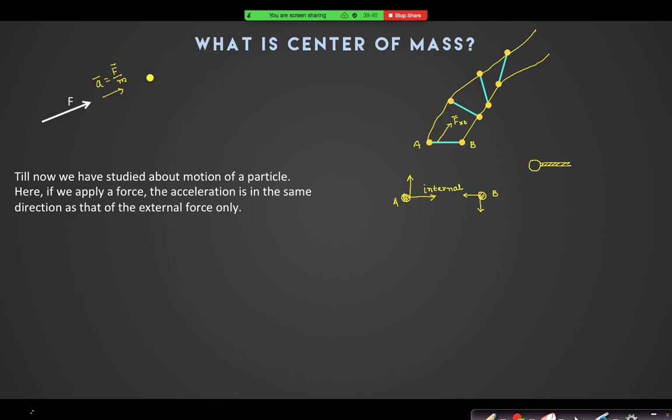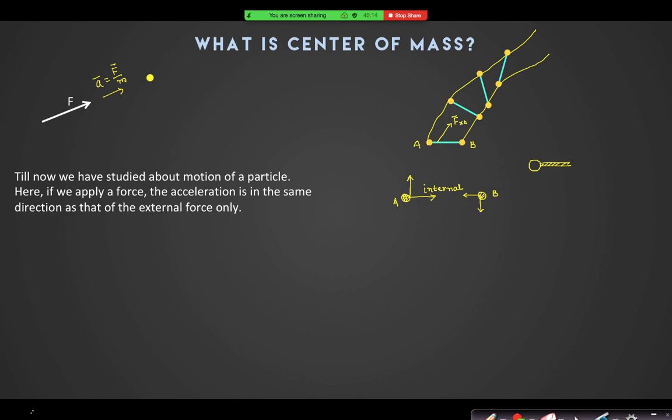Then there is a way out. If I could find a particular, specific point of the system of particles, that only follows the external force, then it will be very easy to analyze the motion of that particular point. Yes or no?